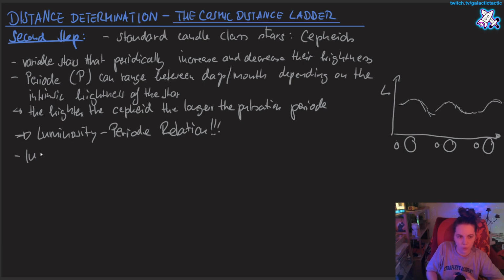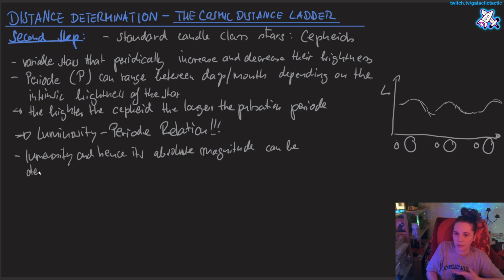So the luminosity, and hence its absolute magnitude, can be determined by observing the period, the periodical change of the brightness.